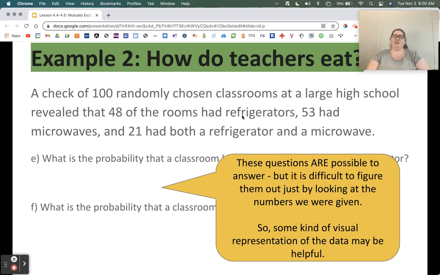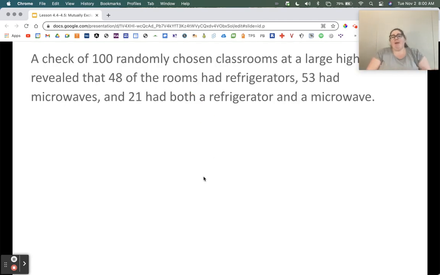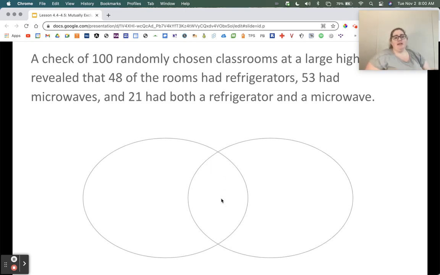So this is information that's given to me. If I'm really good with formulas and really good at spatially, visually thinking inside my brain, I can definitely figure these out with just thinking about the numbers and the formulas. But it might help to have some kind of visual. So I'm going to give you 2 examples of visuals that you can use for a problem like this. The first one is a Venn diagram.